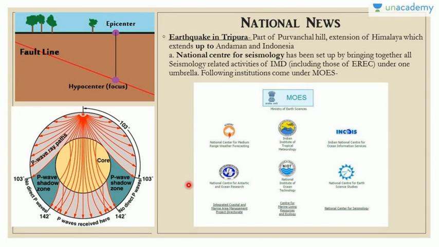So these are the bodies under MoES. You can go through this and try and read a few lines about these organizations. This is one of the most important, that is the Indian National Center for Ocean Information Services, and apart from that, the Indian Institute of Tropical Meteorology and the National Center for Medium Range Weather Forecasting are some of the important organizations under the Ministry of Earth Sciences.